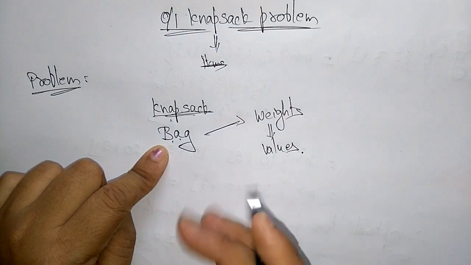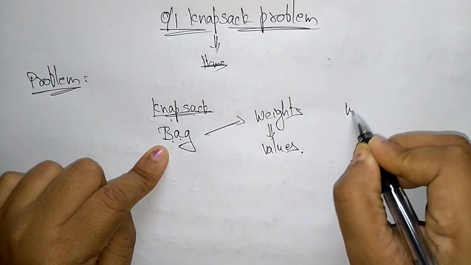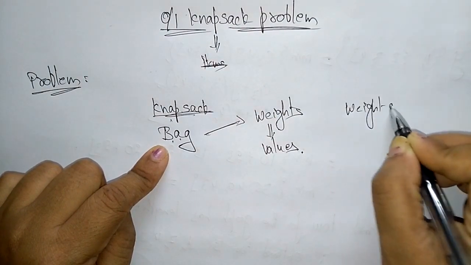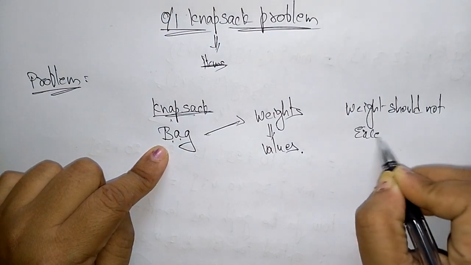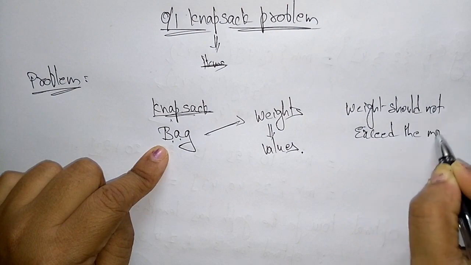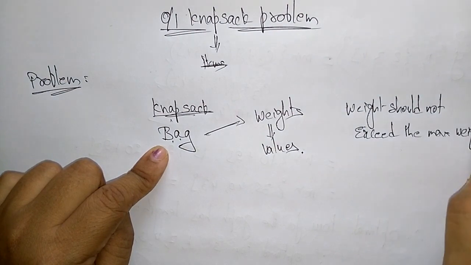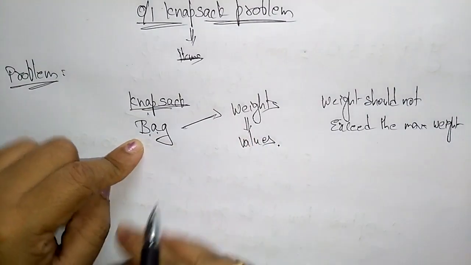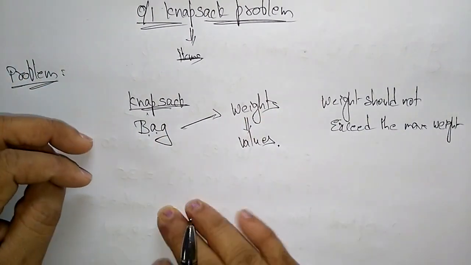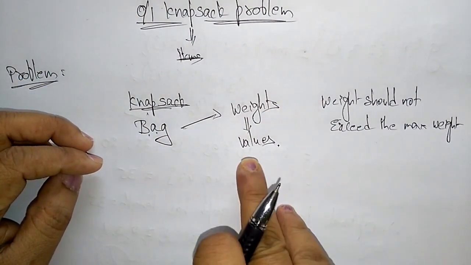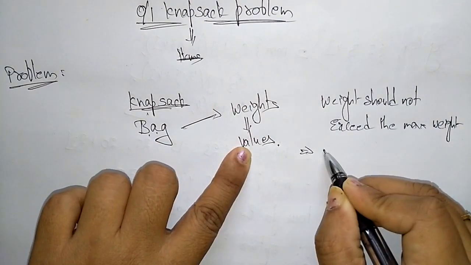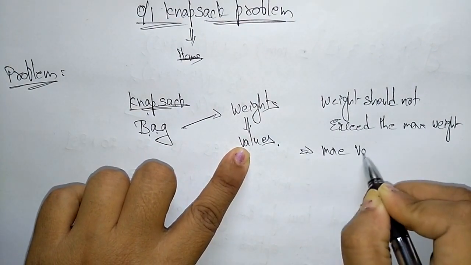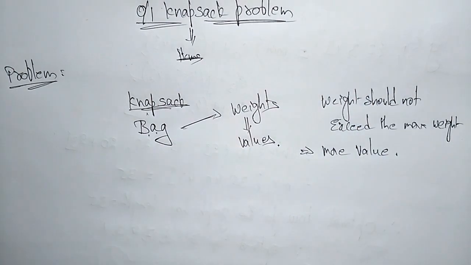So one thing is the weight should be minimum. The weight should not exceed the maximum weight that the bag can handle. Suppose if you put more weight, the bag will tear off. And one more thing we have to think about is that we get more value, and less weight should be kept in the bag.